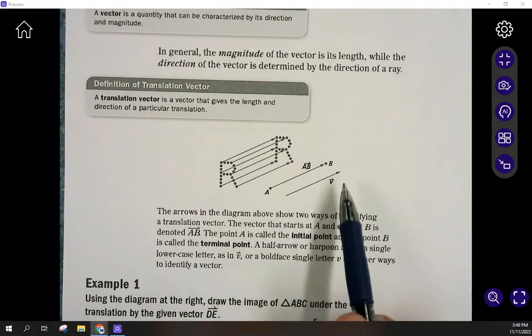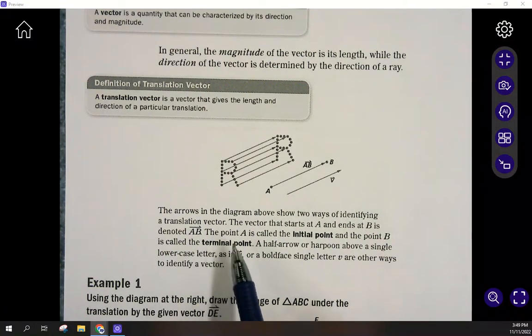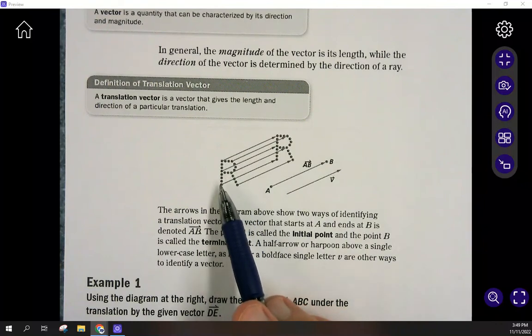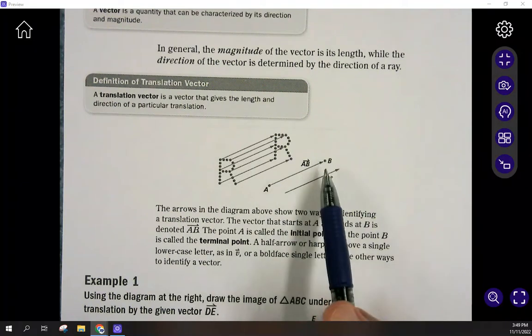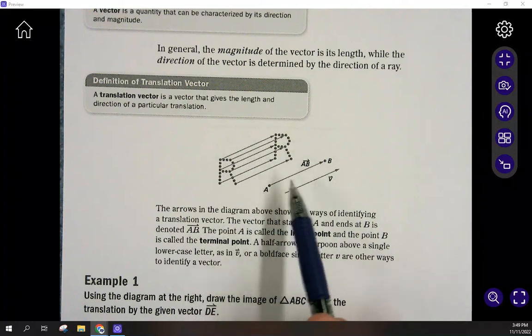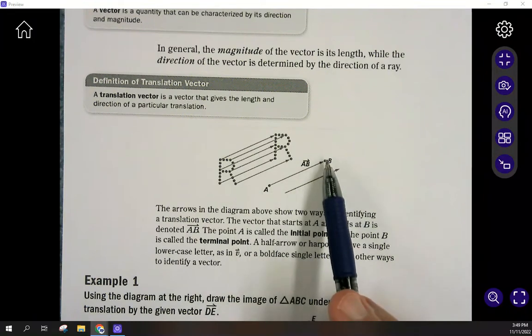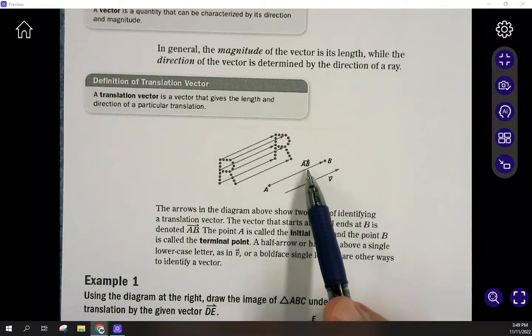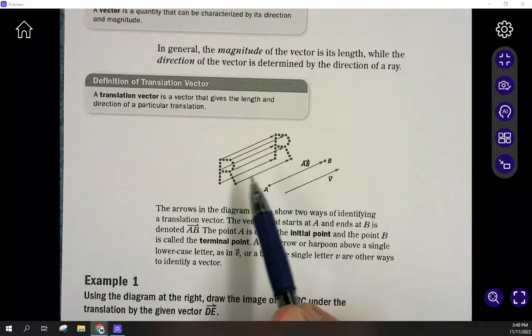The arrows in the diagrams above, and they're talking about these arrows right here, show 2 ways of identifying a translation vector. Oftentimes this will come in the picture. If this was a shape and it had vertices labeled like A, B, and C, they will describe the vector by a line segment that you actually see in the picture. We're going to move it this much, and it's actually the measurement of one of the sides or something like that. So very often you'll see that. This tells you exactly how far this has moved. If we measured this, same with this one, it's going to show you exactly how far this moved in the picture.